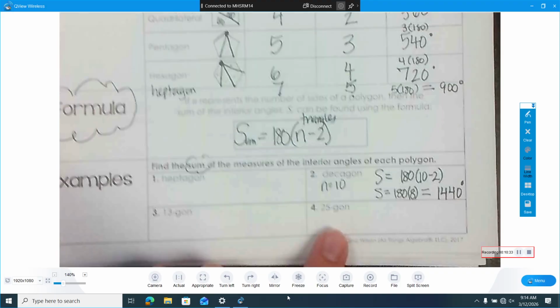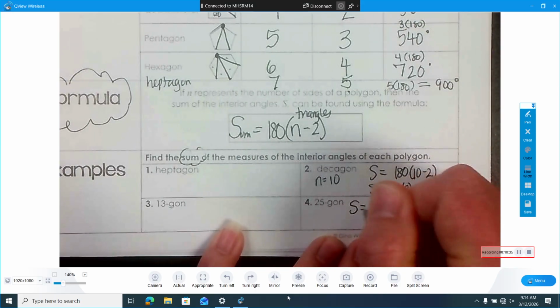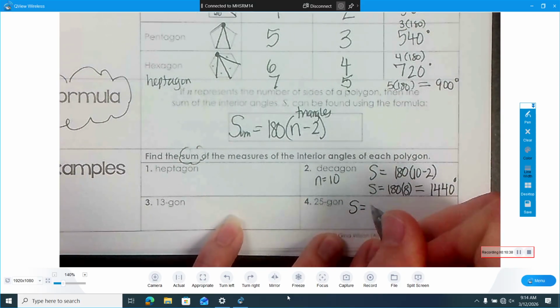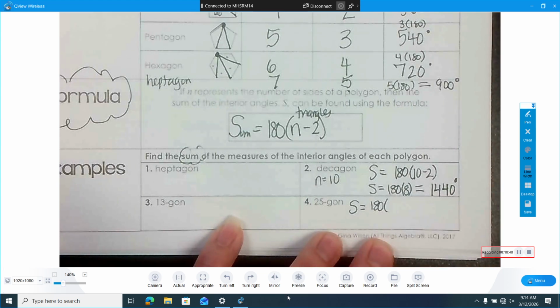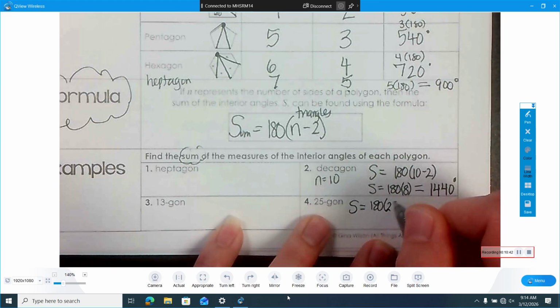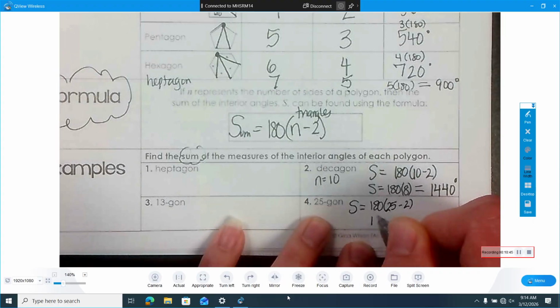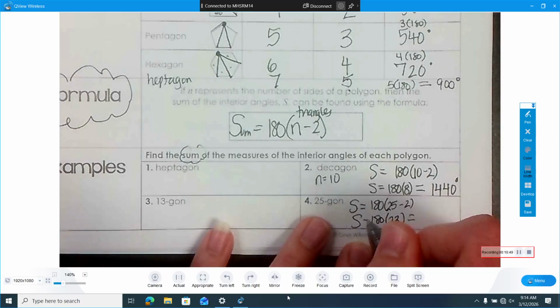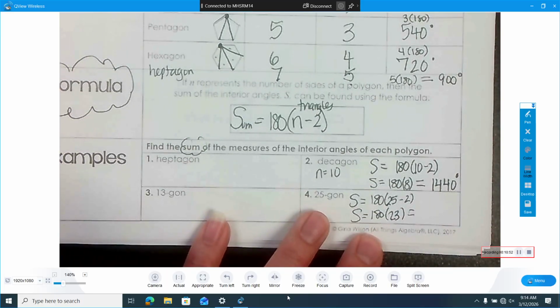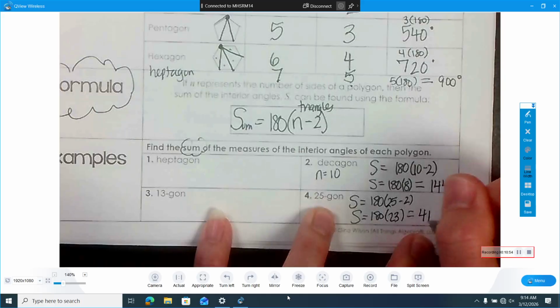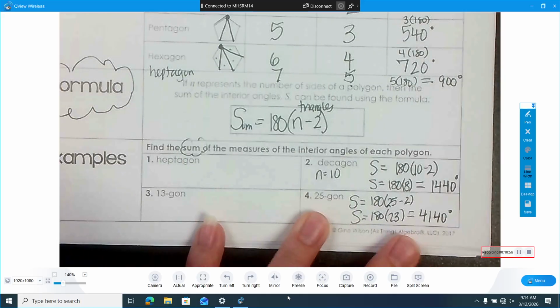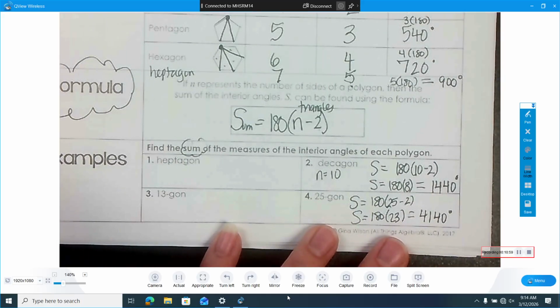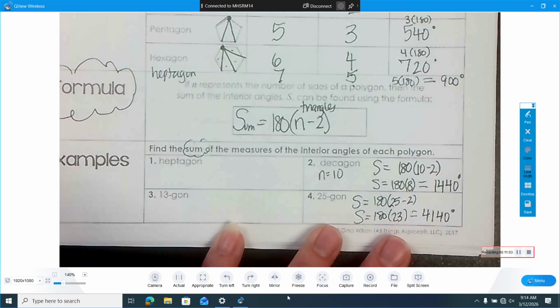All right, what about for the 25-gon? How are we going to figure out our sum? 180 times 25 minus the 2. So we could do 180 times 23. And in our calculator, what is 180 times 23? 4,140 degrees. Okay? All right. Any questions on using that formula? Pretty easy, right? Okay. Super. Turn the page.